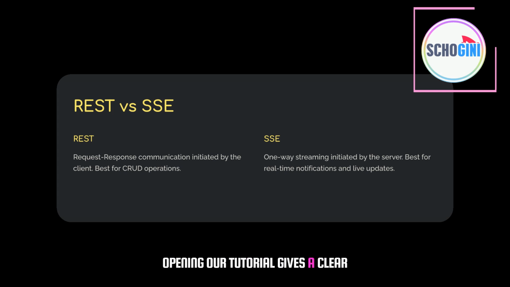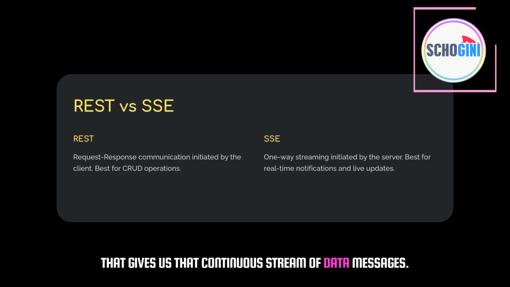Our tutorial gives a clear example of a REST interaction: a simple GET /users/123 request that might return a user's details as a one-time response. And for SSE, it uses the familiar /get-s endpoint that gives us that continuous stream of data messages.